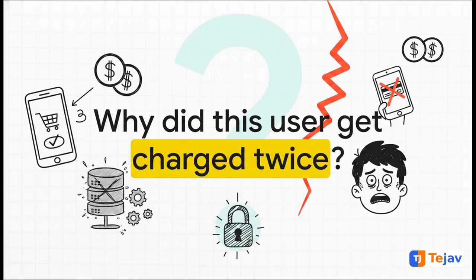Okay, picture this. A user hits the buy button. Your system gets to work processing the payment. A moment later, their phone buzzes, and then it buzzes again. They've been charged twice. Now, this isn't just some minor bug. This is a huge deal. It breaks user trust, and it costs real money. So what on earth went wrong?